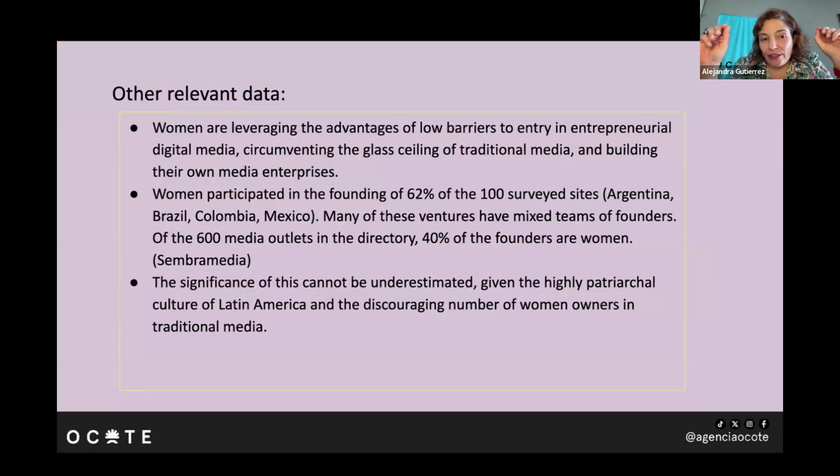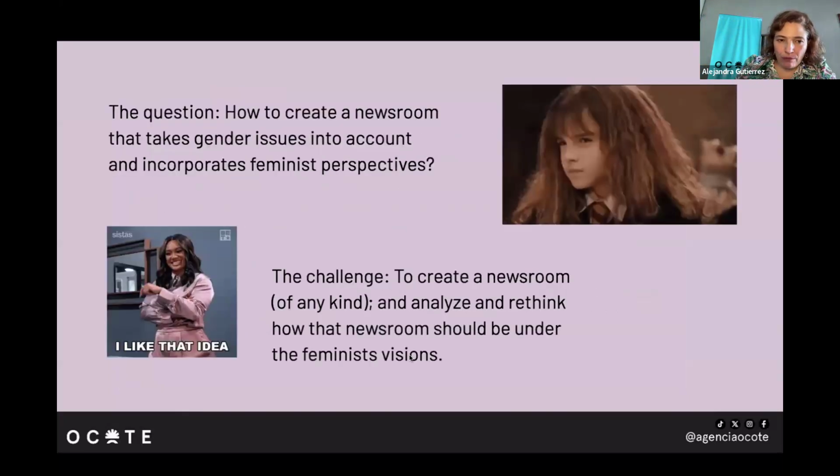Y entonces estas cifras que sacó Sembramedia, que es una organización que apoya medios de comunicación, es que el 62% de los medios digitales había sido fundado por mujeres, y entonces ahí es donde los liderazgos, y un porcentaje alto, me parece que era un 40%, era liderado por mujeres. Entonces los medios digitales de alguna manera están sirviendo para revertir esas desigualdades que los medios tradicionales históricamente han trazado. Y entonces la gran pregunta es cómo creamos un medio que trate sobre los temas de mujeres.